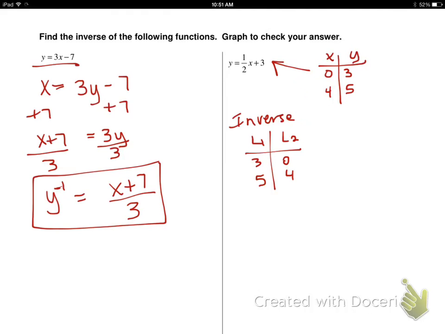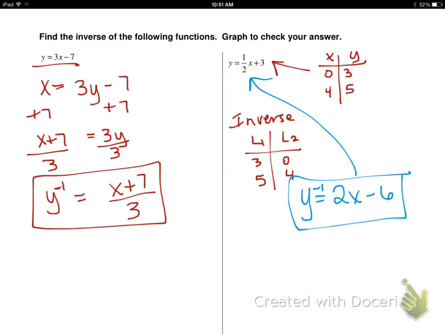Okay, so now I'm going to go to stat in my calculator, and in L1, I'm going to put 3 and 5. In L2, I'm going to put 0 and 4. Then I do stat, calc, 4, enter, and I get the equation y equals 2x minus 6. Okay, so that is the inverse of my original question. Okay, so I took the domain and made it become the range, and took the range and made it become the domain.